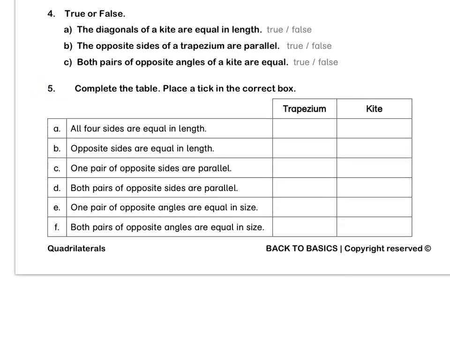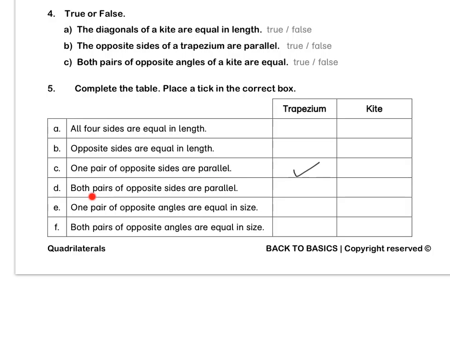Question 5. Let's complete for the trapezium together. A. All 4 sides are equal in length. That is not true. B. Opposite sides are equal in length. Also not true. C. One pair of opposite sides are parallel. That is true.